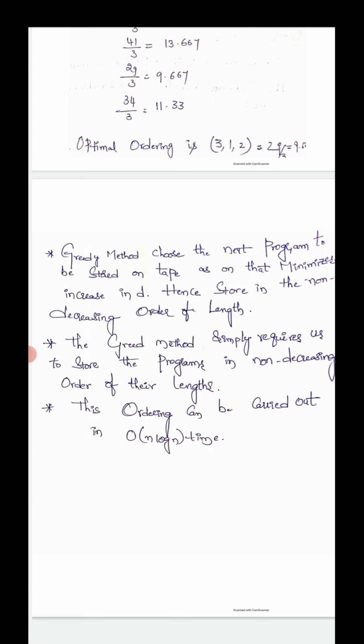This is the concept. In the greedy method, we need to choose the next program we want to store on tapes. We just minimize the increase in distance. Hence, we need to store them in non-descending order of their lengths. Simply, it requires us to store the particular program. Here, the ordering can be carried out in order of n log n time.